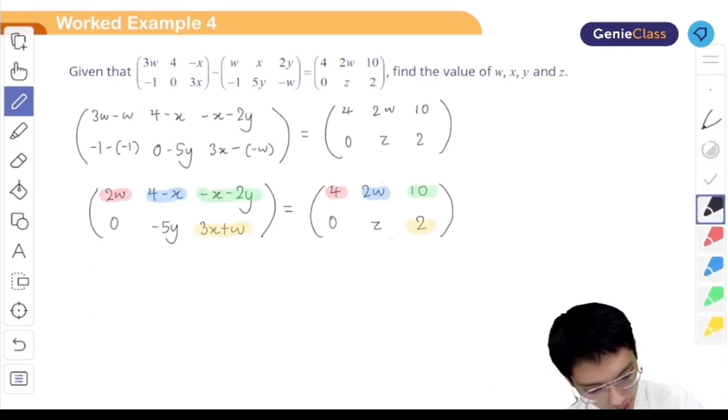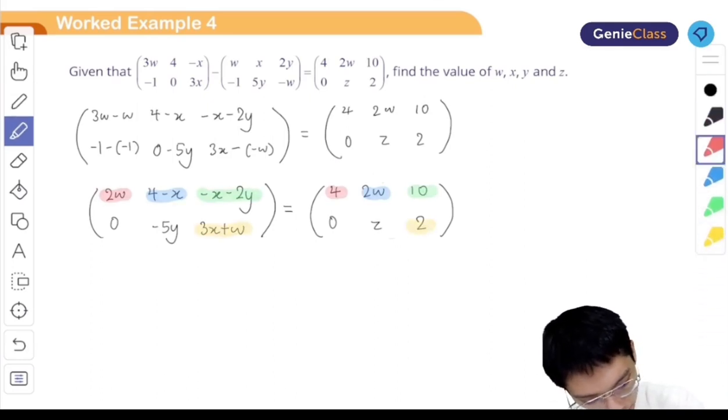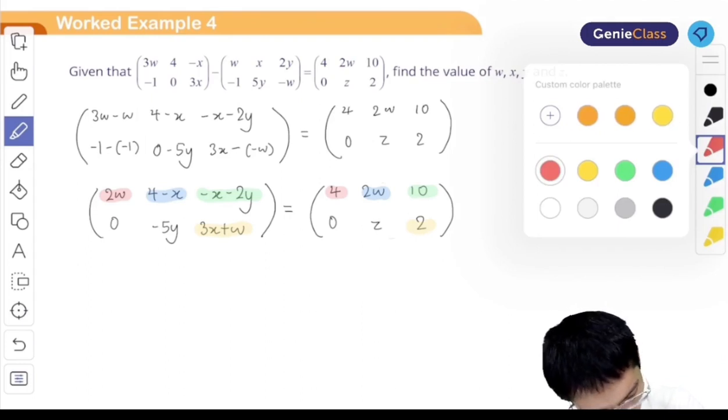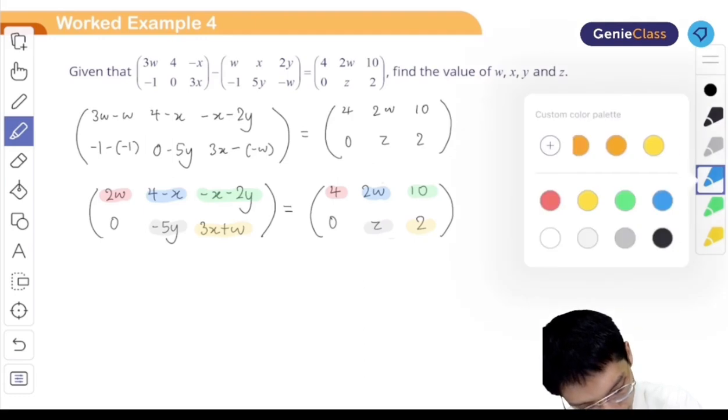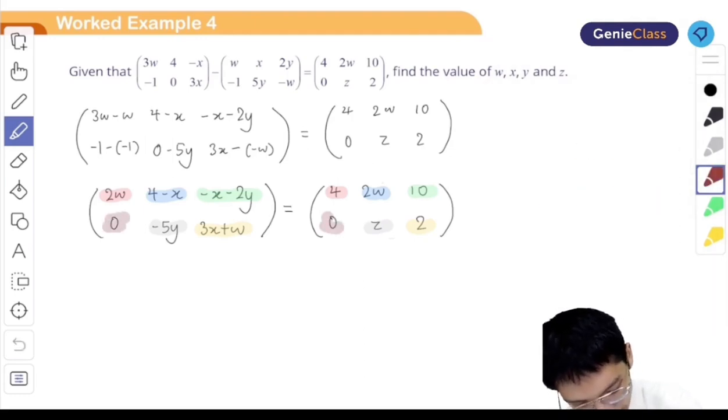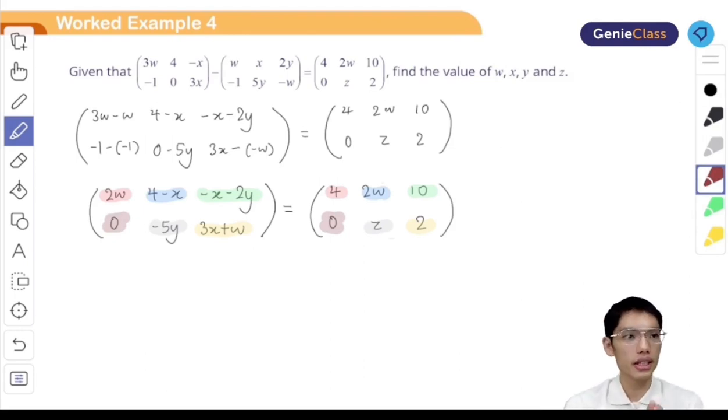Okay, in this case, I run out of ink. Let me see what color I can use. Okay, let's see. Oh, okay, I got gray. And I've got brown. Okay, making use of my colors here.